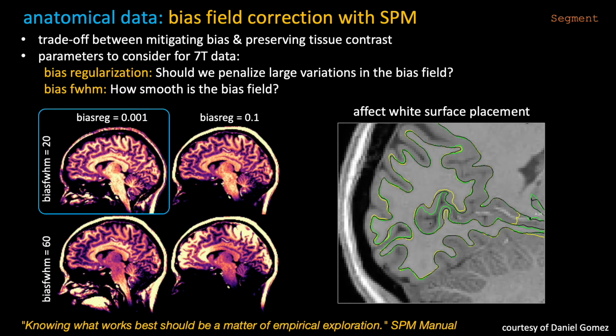And Daniel actually found this really interesting line in the SPM manual that says knowing what works best should be a matter of empirical exploration. So if you get slightly different data using a slightly different acquisition with slightly different tissue contrast, you'll have to go back to the drawing board and try a bunch of parameter sets, see what works best for you. The good news is that it doesn't really take that long. It's a little bit labor consuming, but it's totally doable.